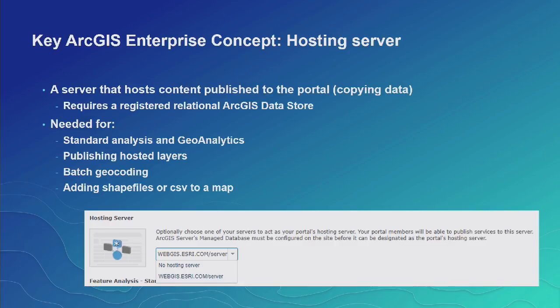Now, what this is needed for is performing any analysis in the portal map viewer, publishing any hosted feature, tile, or scene layers, which you can do from ArcGIS Pro or from ArcMap. It can also be used for batch geocoding, like in a CSV. You can batch geocode the content in there, and also doing things like adding shapefiles to a map or a CSV, which we're going to demo later on. It's also used, I didn't mention it here, but if you have an app like Esri Maps for Office or any of those other plugins, you can connect to your portal and share content from there, and it will go to the hosting server into the data store.